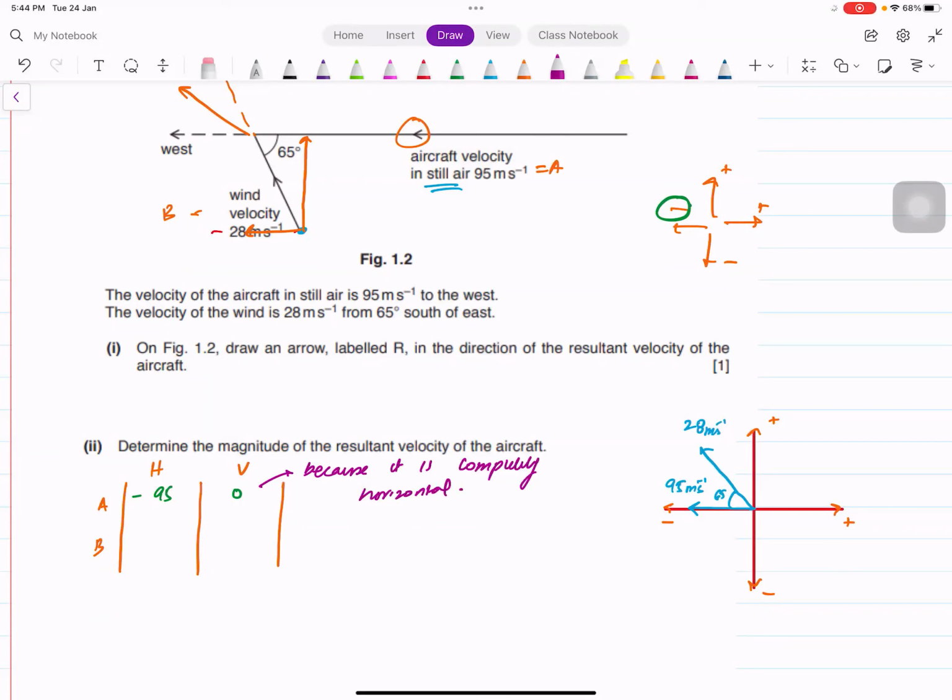Now for B, the horizontal component: the angle is 65, so this is next to the angle, so it is going to be 28 cosine of 65. Because it is towards the left side as well, I'm going to put a negative sign. Upwards is positive, so I'm going to write 28 sine of 65. Please let me know if you do not understand this.